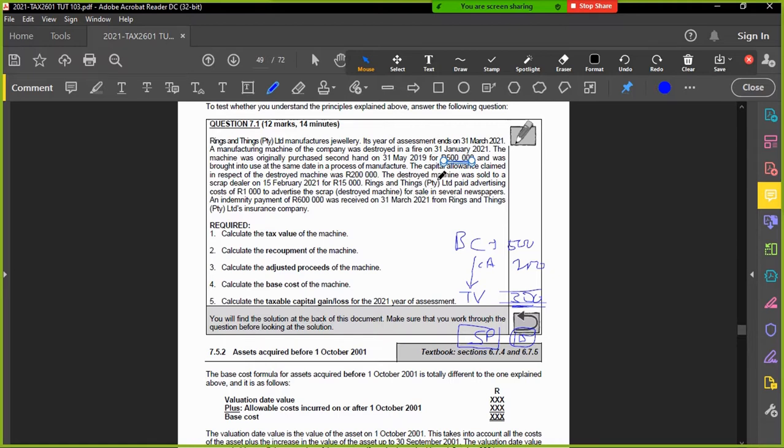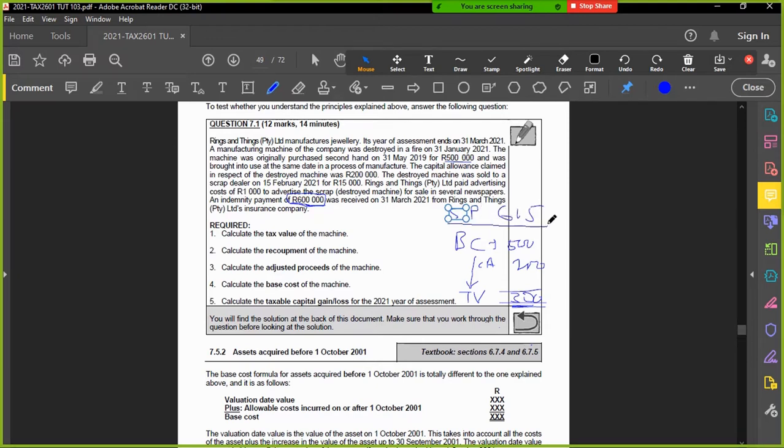What else do we have here? Rings and Things paid advertising costs of 1,000 to advertise the machine for sale. An indemnity payment was received. Ooh. That means your proceeds weren't 15. It was 15 plus 600. Do you see that? Yes. So this I need to erase now because now we've got more information. Now I'm not below, I'm above. So now no more scrapping allowance. There's no loss here. There's a profit.